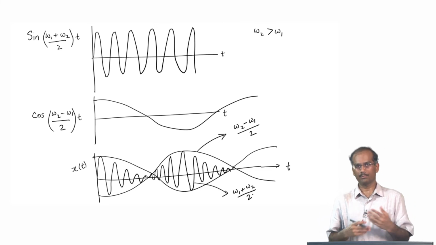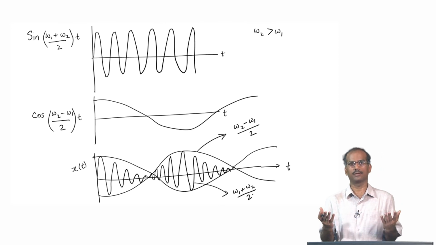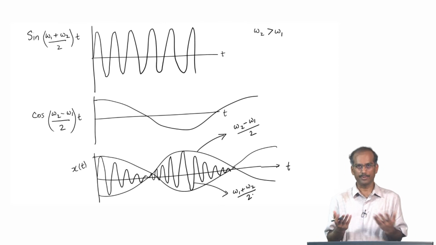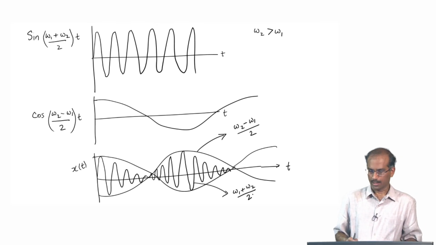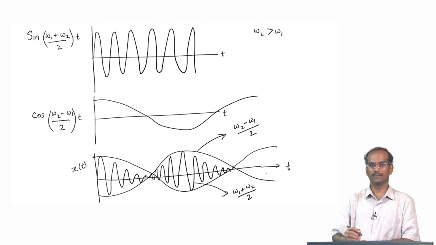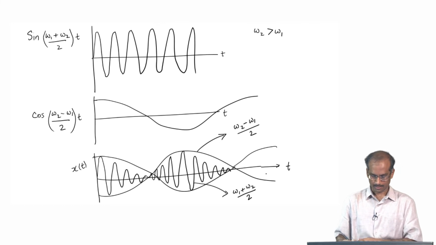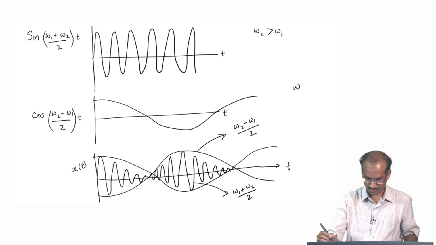And when we look at both of them happening together, in the sense that what we are actually experiencing is the product of these two terms, you get this waxing and waning of oscillations periodically, and this happens with the frequency which is equal to omega 2 minus omega 1.